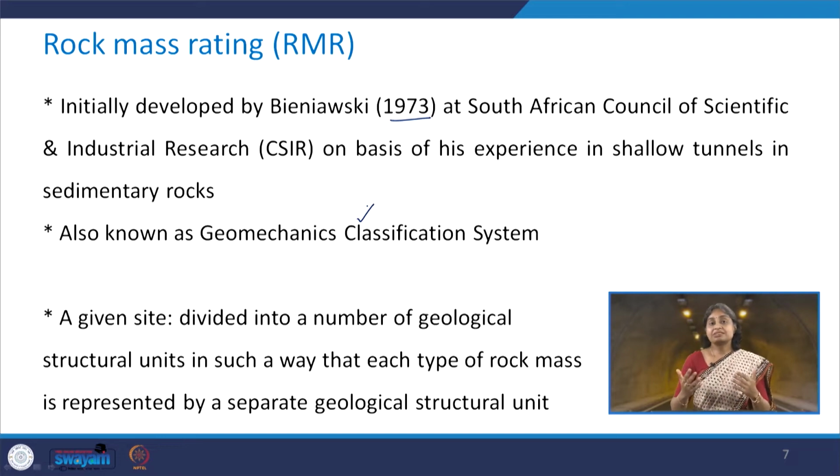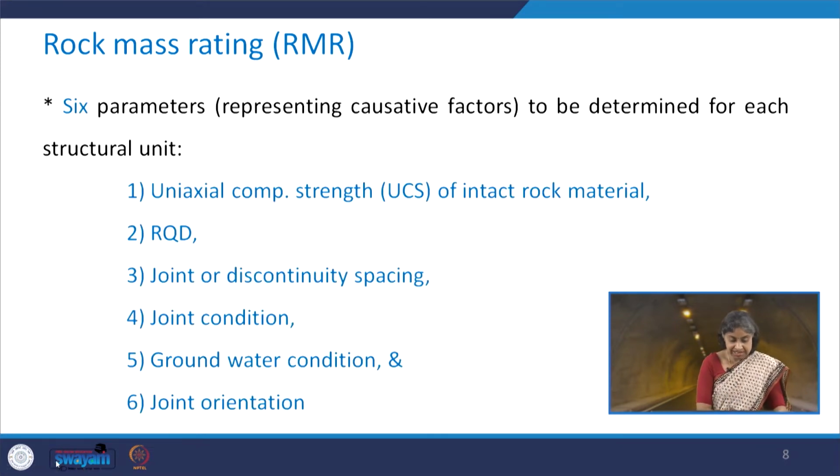Similarly, let us say there is a joint pattern that is different, there can be a difference in the texture. So, there you have to take a call, you have to use your engineering judgment to define these structural units for that particular site. Now, as far as the rock mass rating system is concerned, basically there are 6 parameters which are to be determined for each structural unit that we have identified at the site.